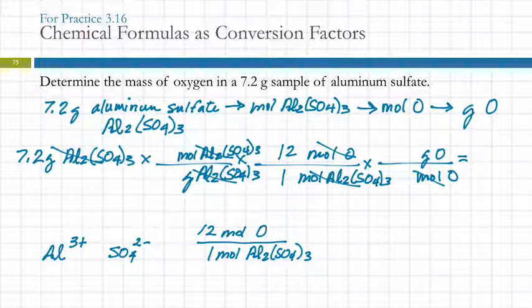Grams to mole, moles to grams, always the molar mass. Look at the periodic table. A question? Where did the 12 come from? The 12 came from down here, where I'm looking at this formula, and in one of these units, 4 times 3, 12 oxygens. We could also do sulfur or aluminum, but the question is asking for oxygen.